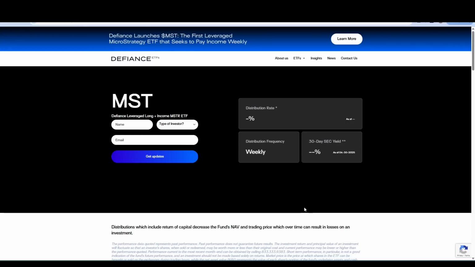So we're on MST, and this is Defiance MST, which uses the underlying of MSTR as well. Now the first thing to note is that MSTY pays out once every 4 weeks. MST, as you can see right here on the front screen, will pay out a weekly distribution, so once a week. Now that sounds good, but we'll see what that distribution is. And since this is a new fund, we don't really have a whole lot of history and data on it, so definitely keep that in mind.